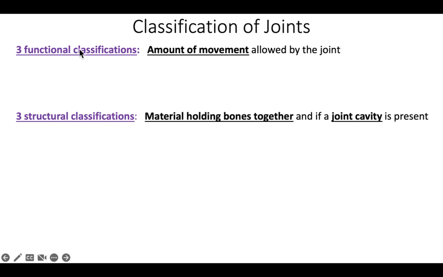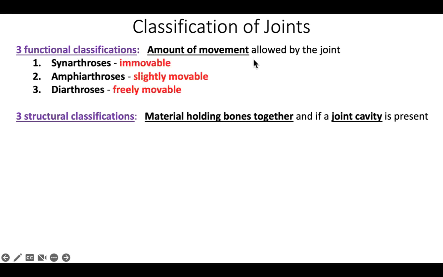So we're going to look first at functional classifications. So this is that amount of movement. There's 3 categories. If you are immovable, so the bones don't move, that's known as a synarthrosis. Synarthroses is plural. So an example of a synarthrotic joint would be the sutures of the skull.